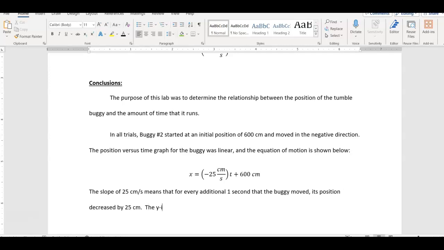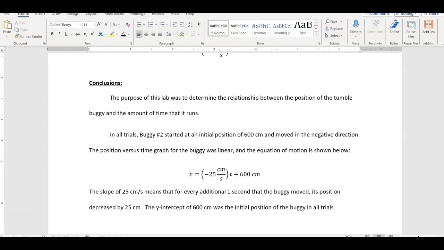The y-intercept of 600 centimeters was the initial position of the buggy in all trials. Okay, so we're able to explain both of those numbers. Notice I did not indent these two sentences because these are a continuation of that second paragraph. But now I'm going to a third paragraph, so I'm indenting.